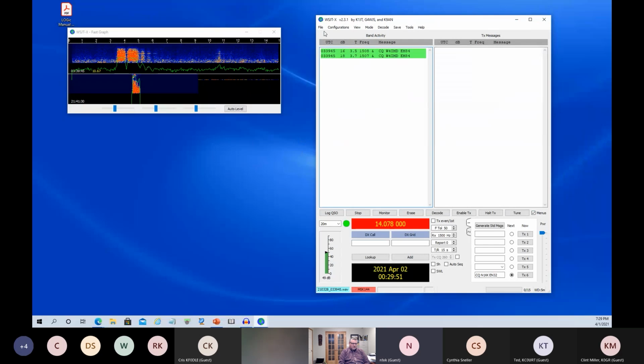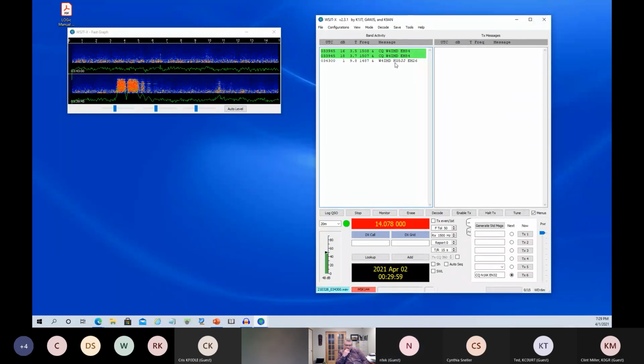So I managed to get most of a QSO between a couple people here. KG5JJ answered W4IMD, and you can see it gave him his grid square. It was at a time of 9.8, so you can just barely see it there. And this kind of shows you what kind of a weak signal mode this is. And dB was 1, and even that is a pretty good signal.